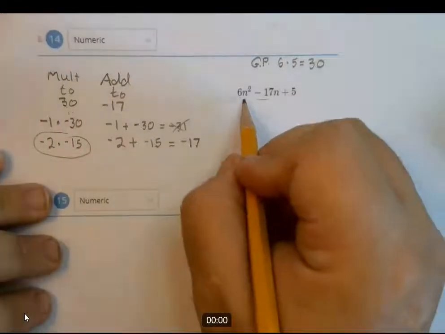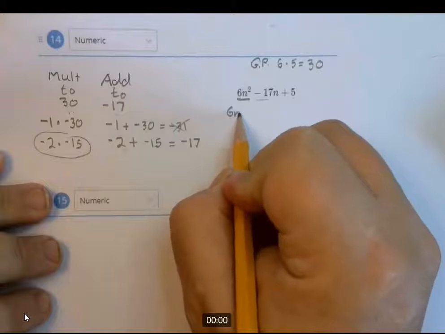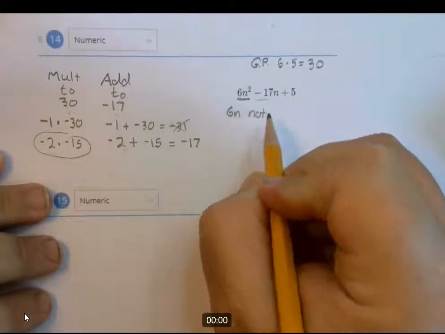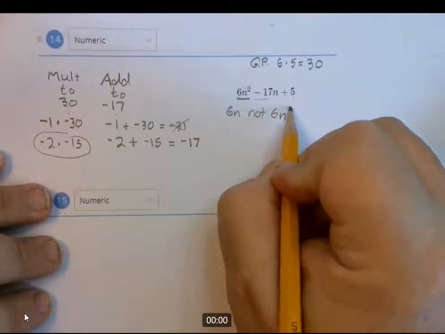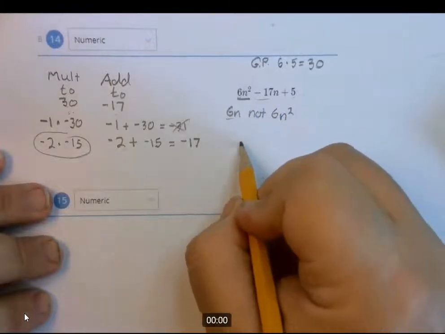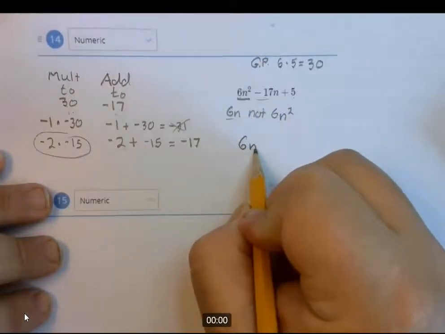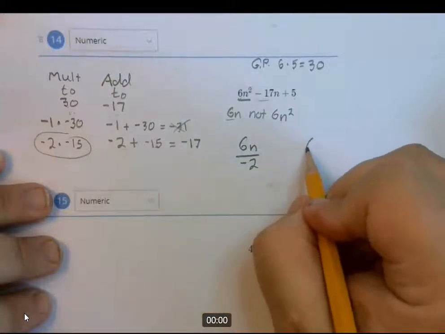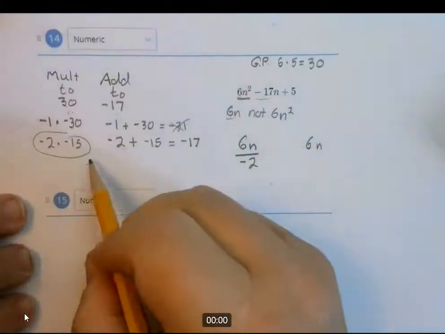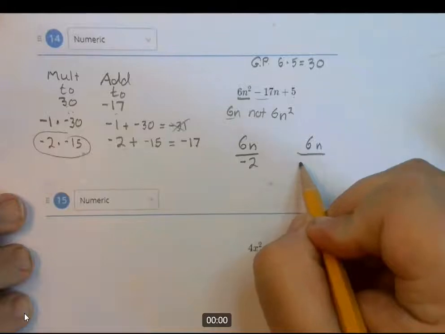So we come over here and we take the 6n. I keep writing this just to really kind of grind it into you here. It's not 6n squared, it's 6n. So 6n over negative 2. And we also have 6n over the other number we got over here, negative 15.